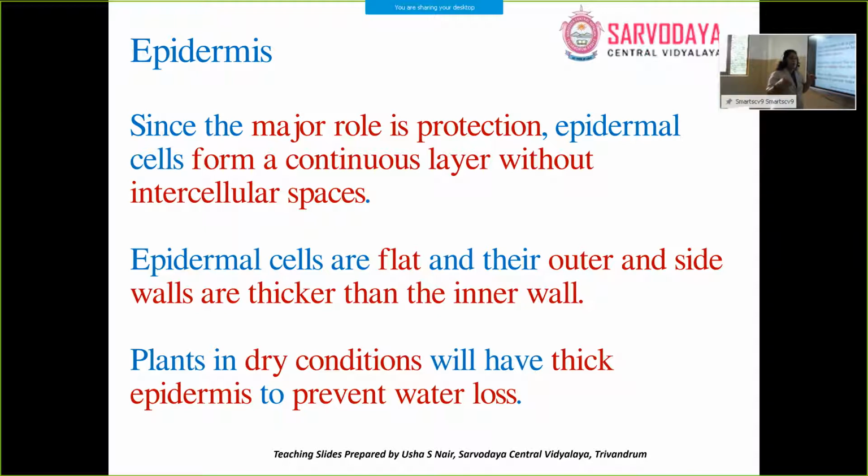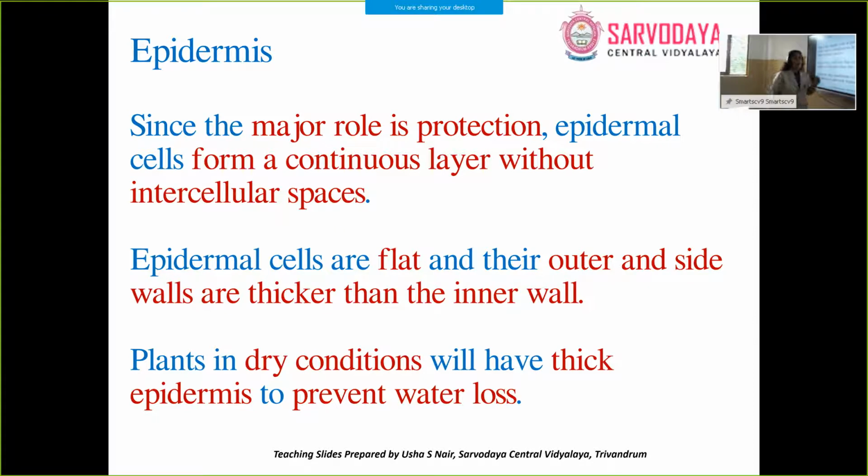Now how are the cells? They are normally flat, and the outer and side walls are thicker than the inner walls. So this is how the cells are arranged: they are flat, and the portion that is thicker, as mentioned, is the outer and the side walls. They are thicker than the inner wall.